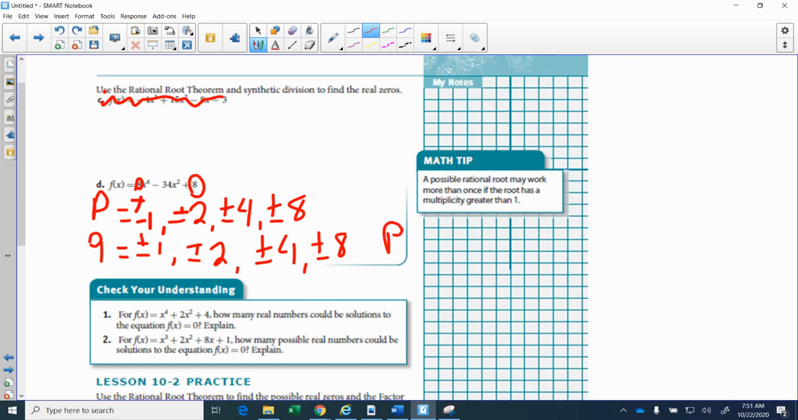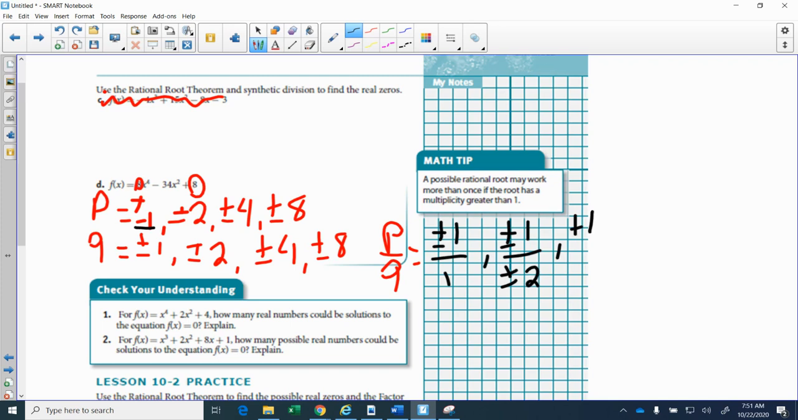So now if I work that out, my P's over my Q's, I would want to take my P value, in this case positive or negative 1 to start, and divide it by all of those numbers. So we'd have positive or negative 1 over 1. We'd have positive or negative 1 over positive or negative 2.